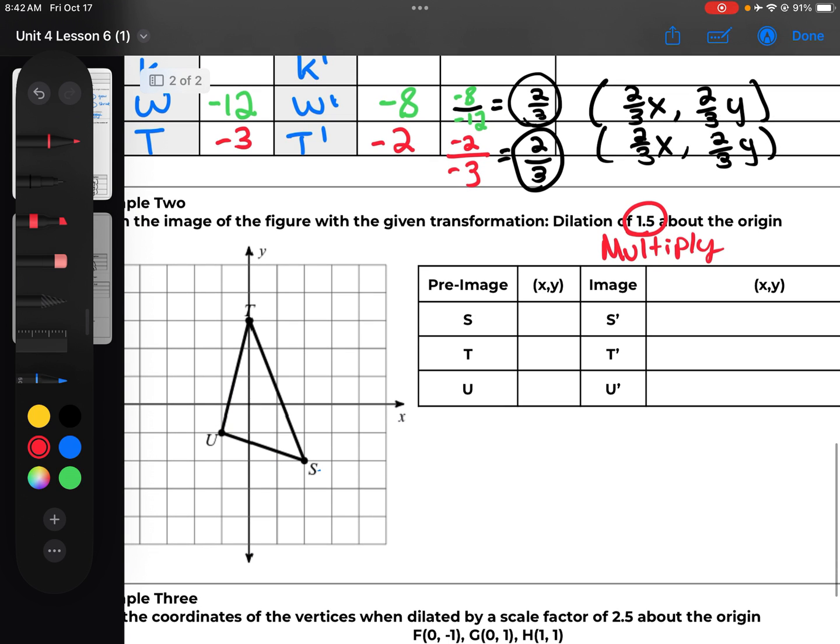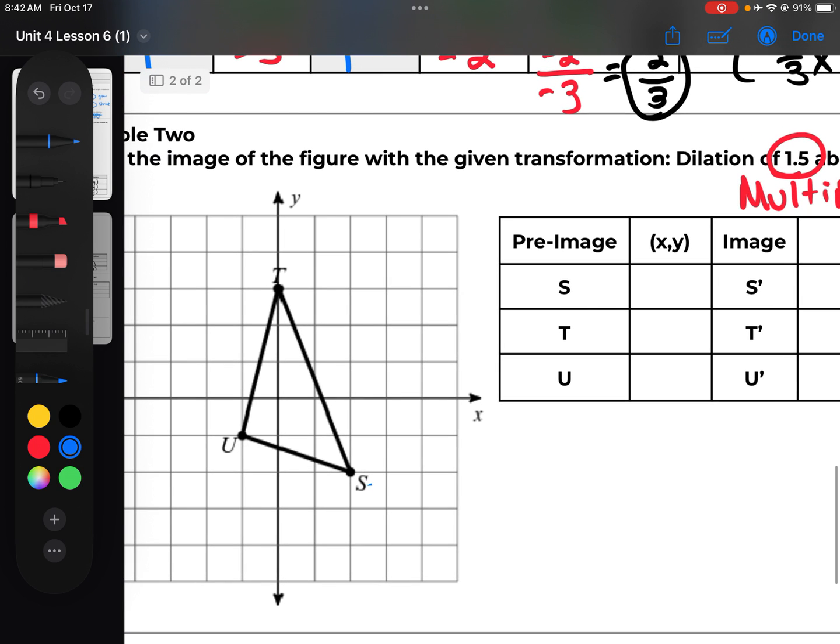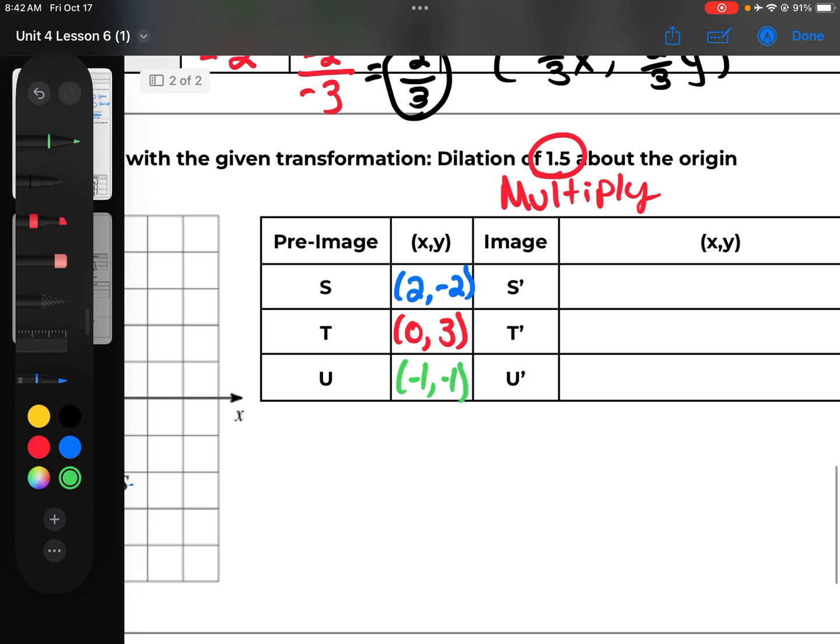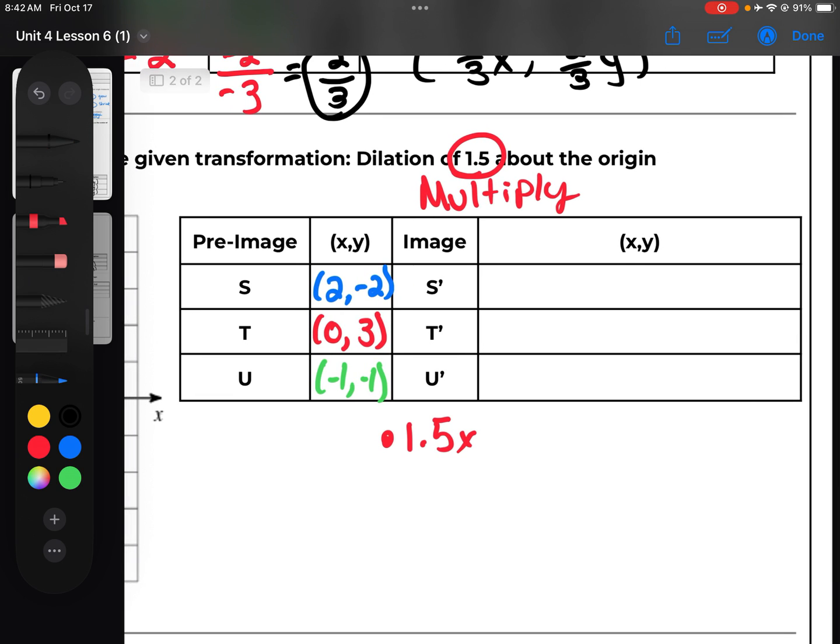So my coordinates for S, T, and U, I'm gonna write them now. For point S, the X value is 2, the Y value is -2. For T, my X value is 0, my Y value is 3. And for U, my X value is -1, my Y value is also -1. Okay, we have to multiply that scale factor of 1.5 times to get the coordinates for the image. This is where you'll need a calculator, okay?